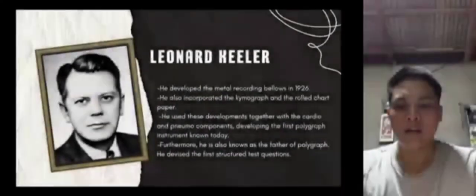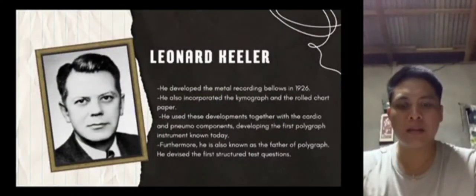First, Leonard Keeler. He developed the metal recording bellows in 1926. He also incorporated the kymograph and the rolled chart paper. He used this development together with the cardio and pneumo components, developing the first polygraph instrument known today. Furthermore, he is also known as the father of polygraph. He devised the first structured test questions. The test is made up of relevant questions interspersed with irrelevant questions, the R and I test.